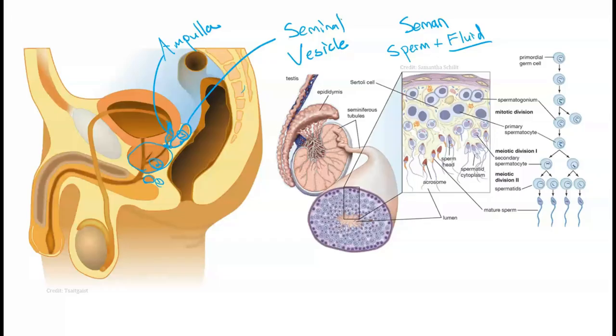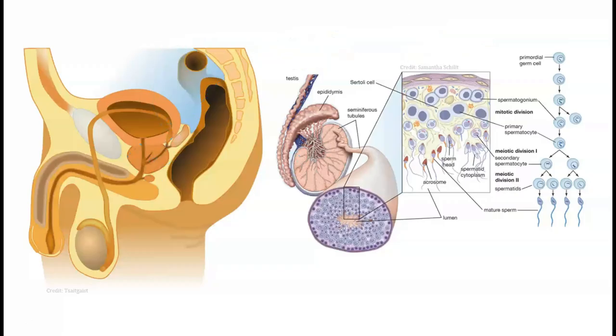One of the most significant contributors, though, is the seminal vesicle. All right, then just prior to ejaculation, the ampulla will contract, and those substances will mix together. Now is the first time since leaving the epididymis that the sperm are actually active, and they're motile.